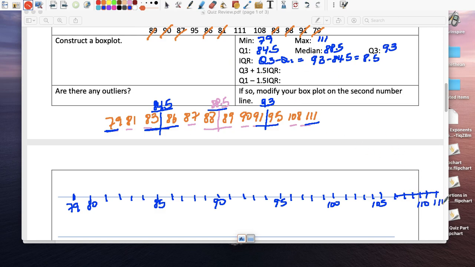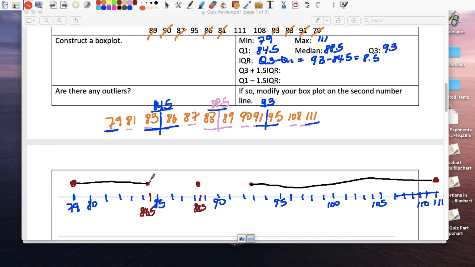Okay, 111. So we need a 79, which is my min. We need a max, which is 111. Q1 is 84.5, so I'm going to draw a line here. There's my Q1, 84.5. The median is 88.5, so this is 85, 86, 87, 88. 88.5 is right here. 93 is my Q3. There. Let's draw the whiskers. Long whisker here. Let's spread out.